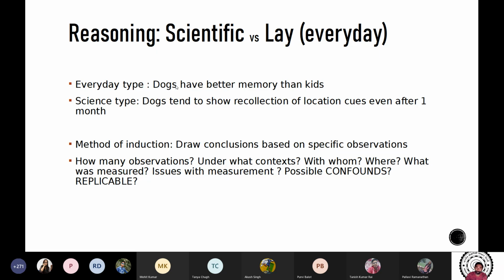And you can now compare who is better in recollection of location cues. Of course, you have to have a task which both dogs and kids can do, which is hard, but still possible. Then you will be able to conclude whether it is kids or dogs who have better memory of location cues, not memory in general, and measured by recollection, not memory in general, for a specific time period.